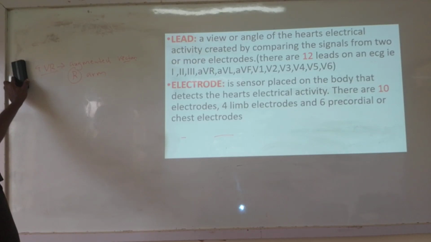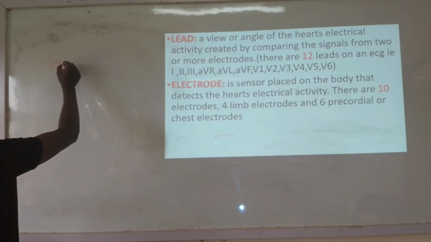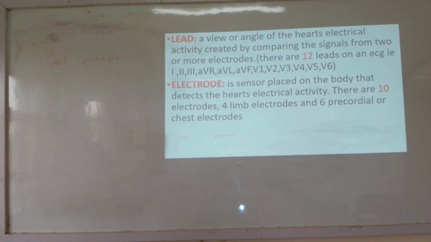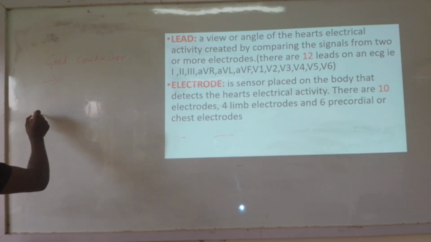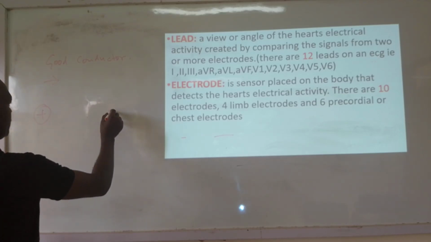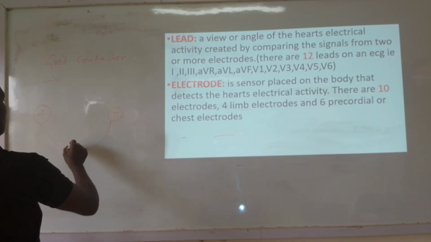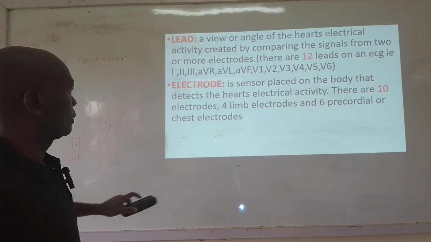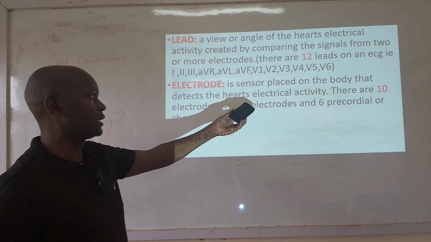Remember we said our body is a good conductor of electricity. So if it's a good conductor, it means if I connect electrodes on the surface of your body, from a negative electrode to a positive electrode, with my voltmeter around there, I'll be able to pick some charges. So electrodes are just sensors which are placed on the body to pick electrical activities.